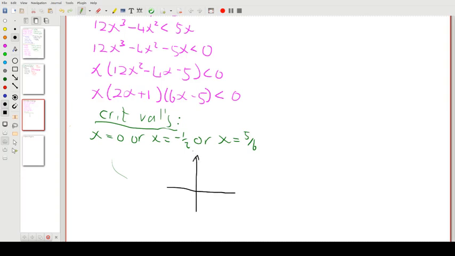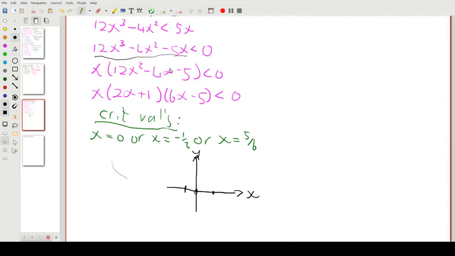Okay, y-axis, x-axis, and we see we've got a negative half. There's one intercept, we've got 0. There's another intercept, and we've got 5 over 6. So there's another intercept. And now we see this. What is this? This is our graph, right? So that is a cubic function.